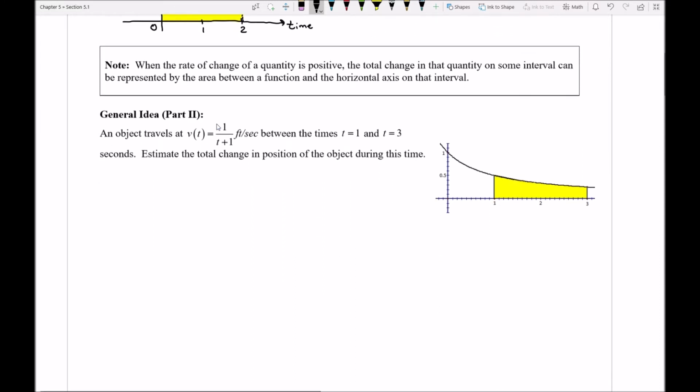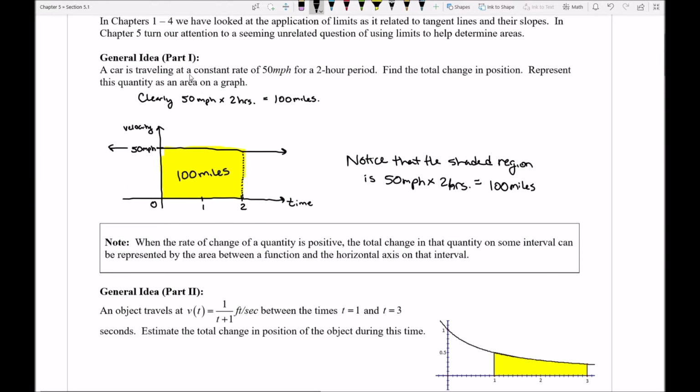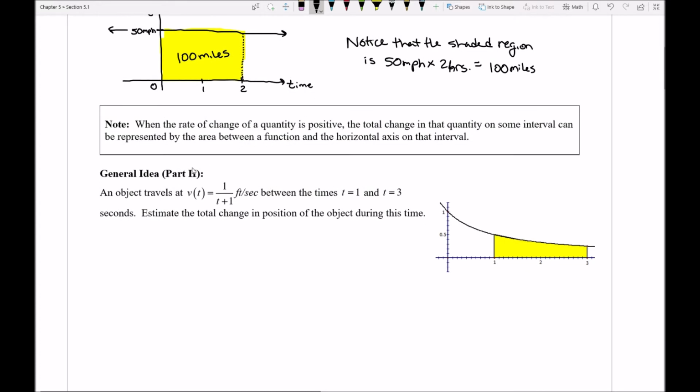Well, let's take a look here at general idea part 2. Let's suppose we have the same sort of basic idea as what we had up above. Imagine that we have an object that's moving. So let's say that an object is traveling, but now it's not traveling at a constant rate. Now it's traveling at a speed that keeps changing over the course of time. It's traveling 1 over t plus 1 feet per second. And we're going to be interested in measuring this object between the time of 1 and the time of 3. Maybe those would have to be here in seconds.